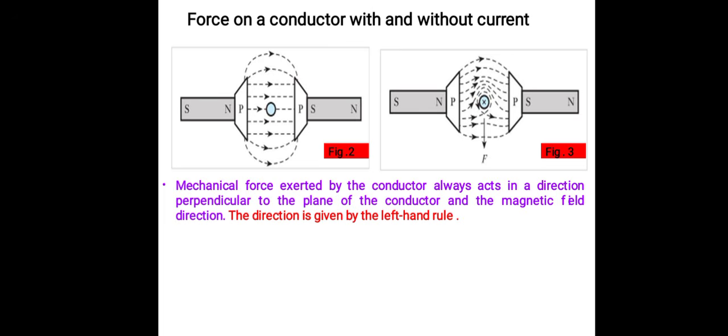So, force on a conductor with and without current. Here the mechanical force exerted by the conductor always acts in a direction perpendicular to the plane of the conductor and the magnetic field direction. The direction is given by the left hand rule. So we are explaining that Fleming's left hand rule. From Fleming's left hand rule, the magnetic force exerted will be perpendicular to the plane of the conductor and magnetic field.